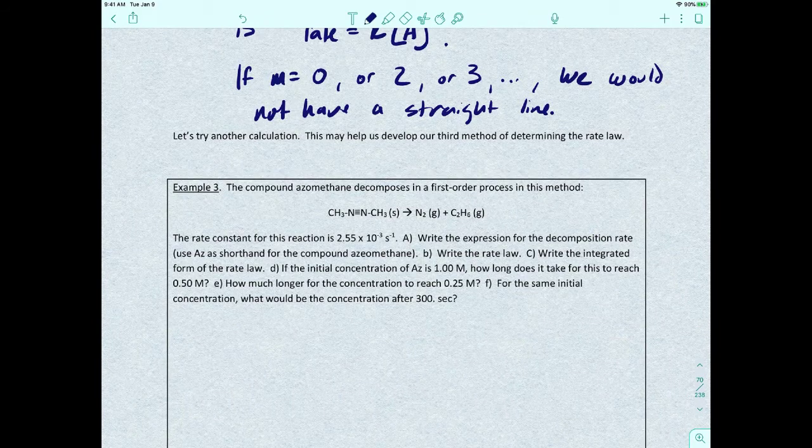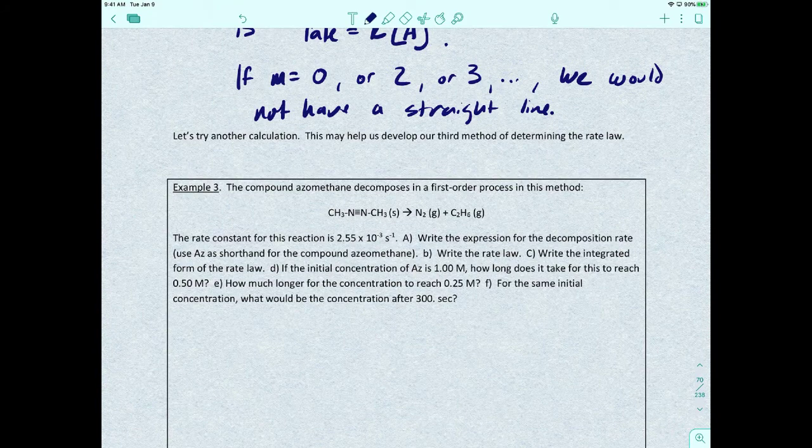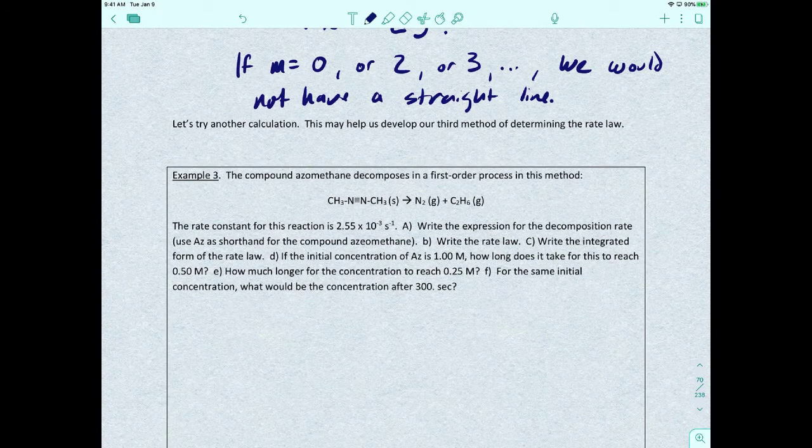Now it's time to see how this all plays out in a problem. Okay, so let's try a problem out. Here's our problem. The compound azomethane decomposes in a first order process, and I have the equation here. The rate constant for this reaction is 2.55 times 10 to the minus third seconds to the minus first power. Wow, we're given a rate constant already. That's half our battle from the last problem. All right, part A, write the expression for the decomposition rate. Use AZ as shorthand for the compound azomethane.